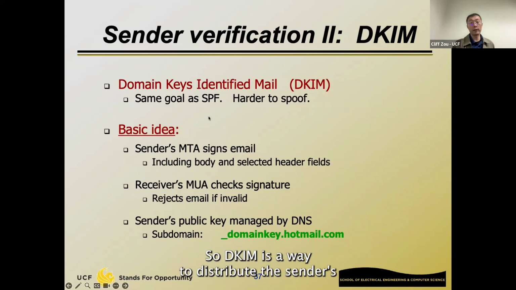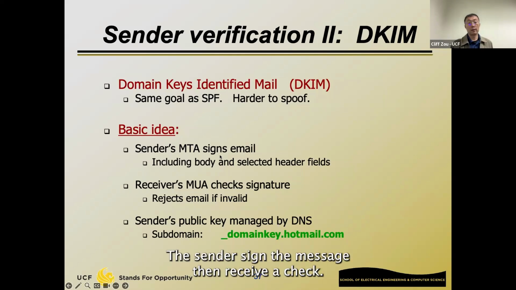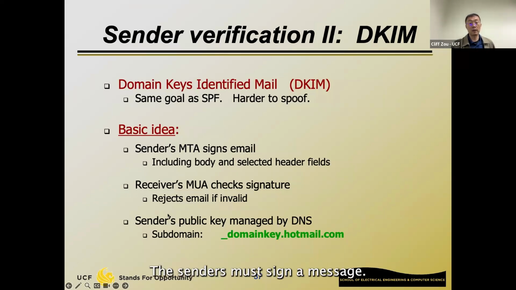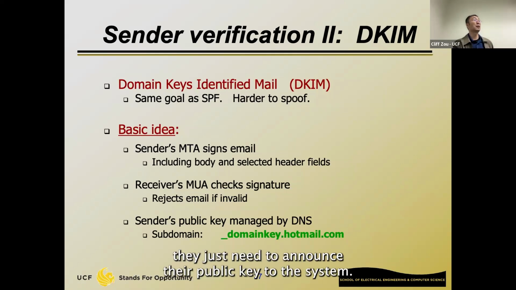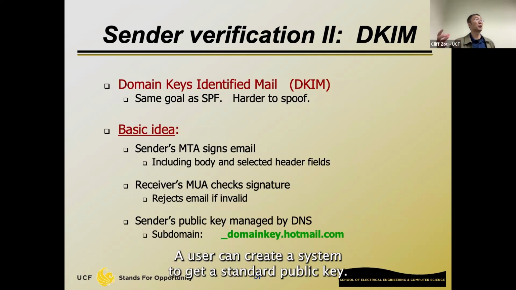So DKIM is a way to distribute the sender's public key to each other. So this is the basic idea. The sender signs the message, then the receiver checks the sender's signed message. The receiver gets the sender's public key using DNS. So using DNS, you can get a public key without paying any fee. And the sender doesn't need to pay an annual fee to get a certificate for their public key. They just need to announce their public key to the DNS system. A user can query the DNS system to get a sender's public key.